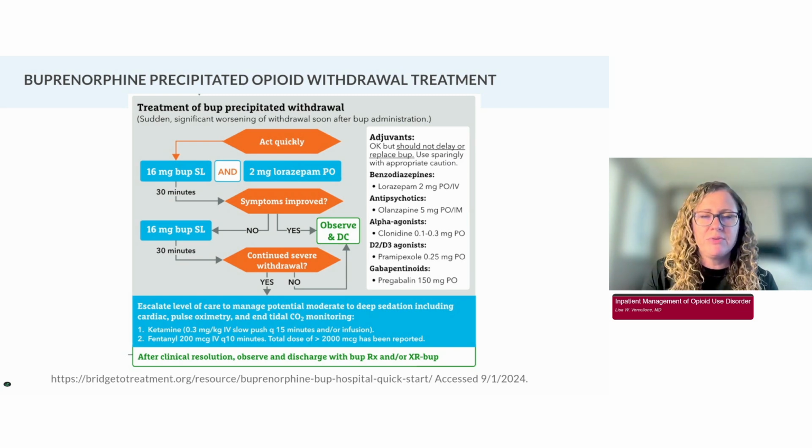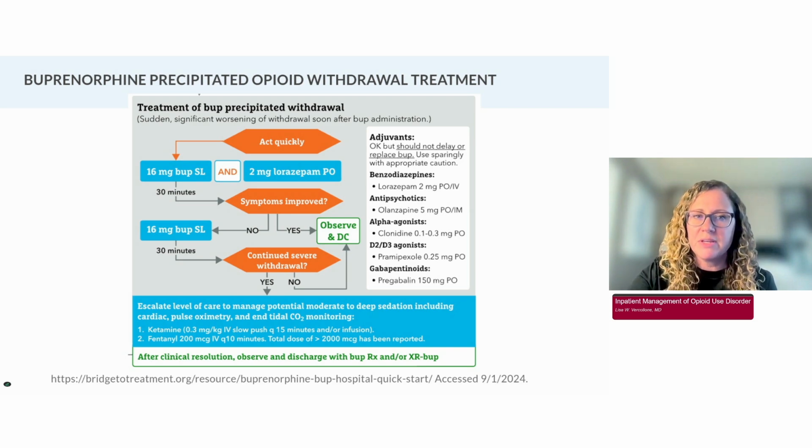So we have somebody who's in precipitated opioid withdrawal. We need to act quickly. And counterintuitively, we need to give more buprenorphine. So this is a protocol that is out of the California Bridge program. And later in the presentation, I'll give you some more information about this program where you can pull a lot of protocols. And so first thing you want to do is give more buprenorphine.